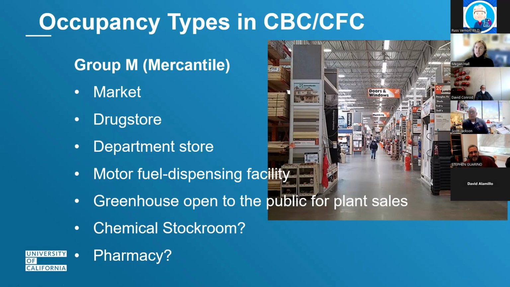And because you may need to have a large, 20 pallets of bleach at your Home Depot, there are some reasons to allow them to have higher quantities. And so Group M's and S's, as we'll detail, can have very, very high quantities of chemicals.